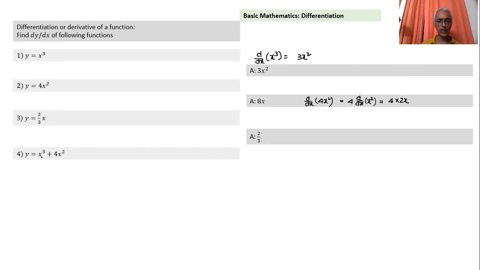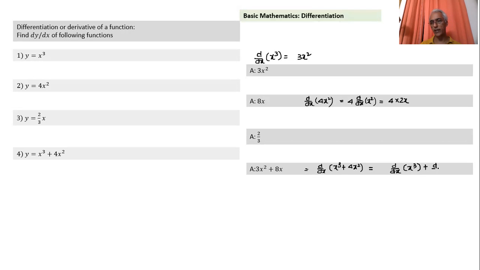So basically, if there is a sum, whenever there's a plus or minus sign, we find the derivative of this term and we find the derivative of this term, with the same sign retained here. So the derivative of this function is this. It could be written as d by dx of x cube plus 4x square, which can be written, just like opening the bracket, as d by dx of x cube plus d by dx of 4x square. So this we very easily can find.